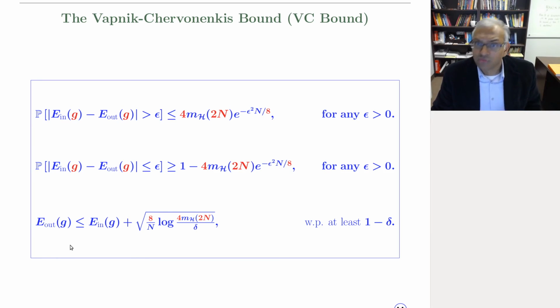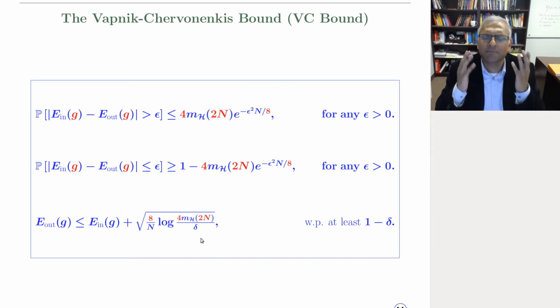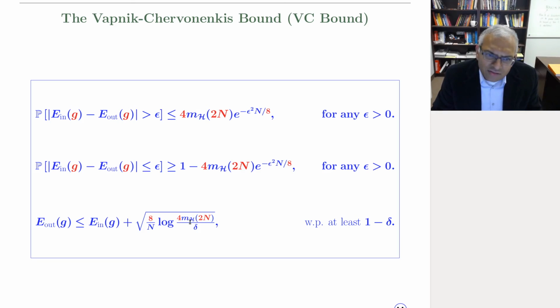For infinite hypothesis sets, it is always the case that the following bound holds with high probability: E out is less than or equal to E in of g plus an error bar. So it's the same basic bound that we had before, the same basic error bar, except, up to some constants, which changed, you have replaced the size of the hypothesis set by the growth function at 2n. The 2n came from the 2n data points.